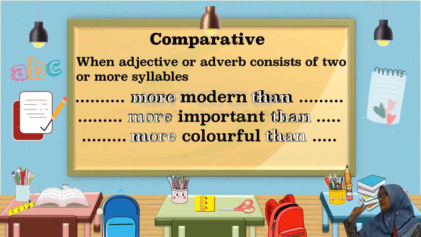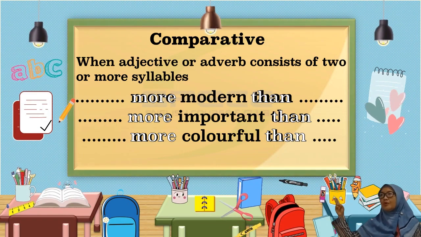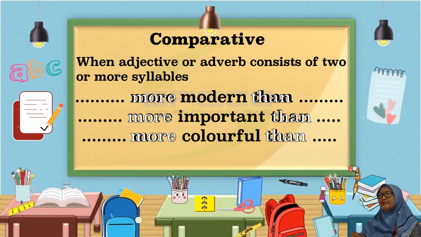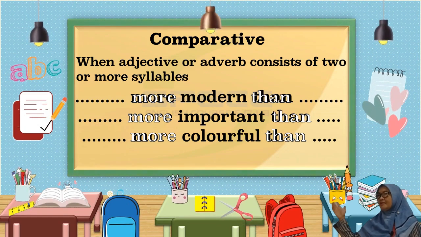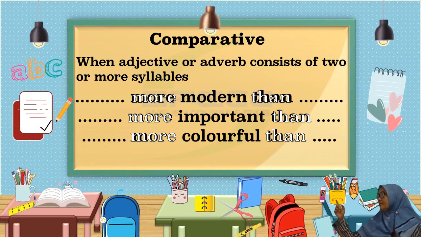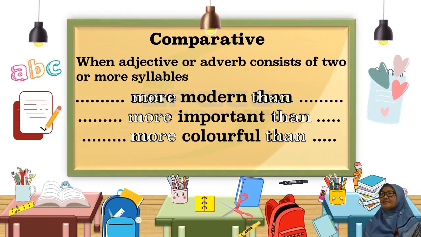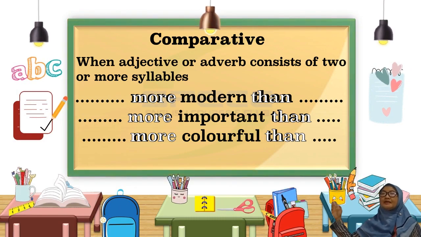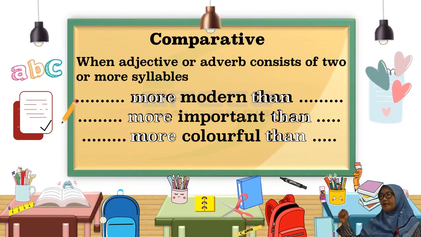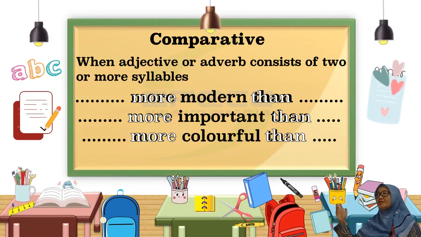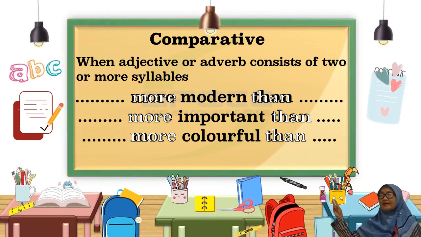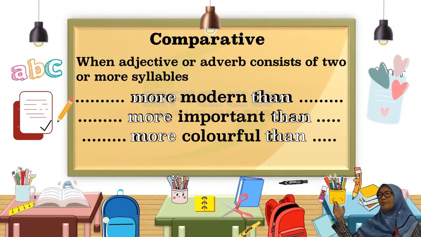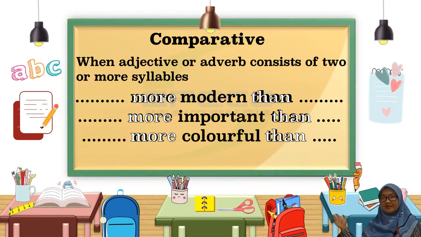Modern consists of two syllables, so more modern than. And then more important than. The word important consists of three syllables, so we use more important than. And then more colorful than. The word colorful consists of three syllables, so we use more colorful than.